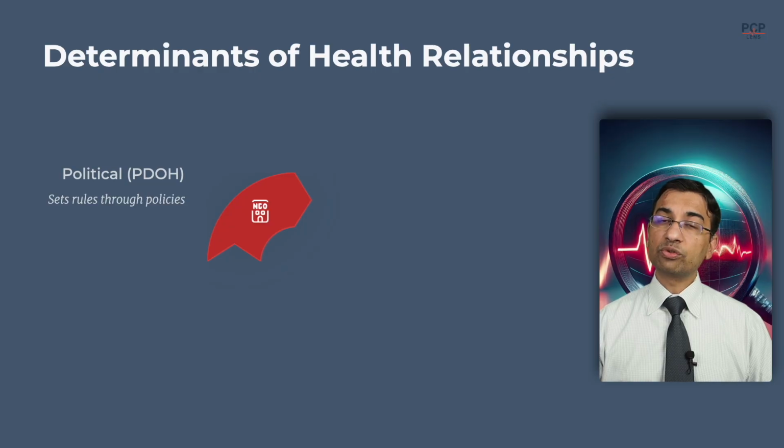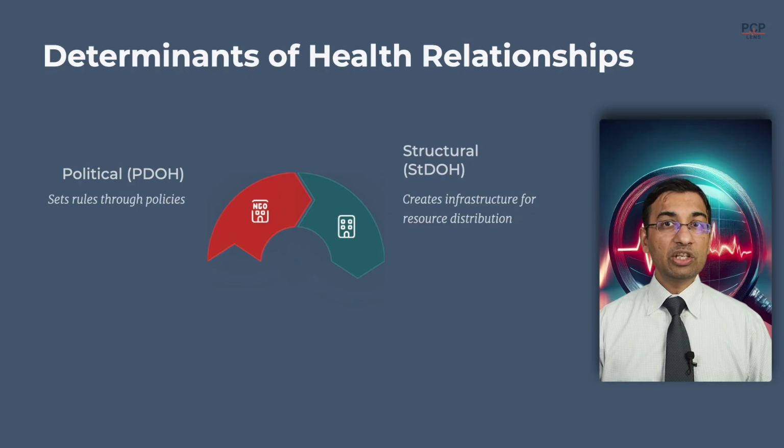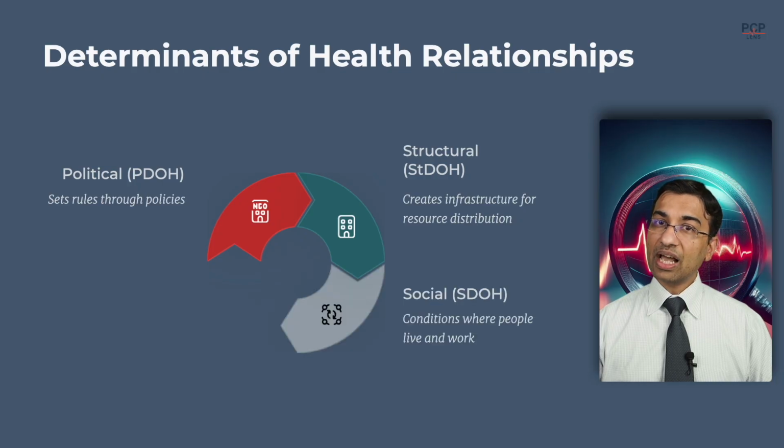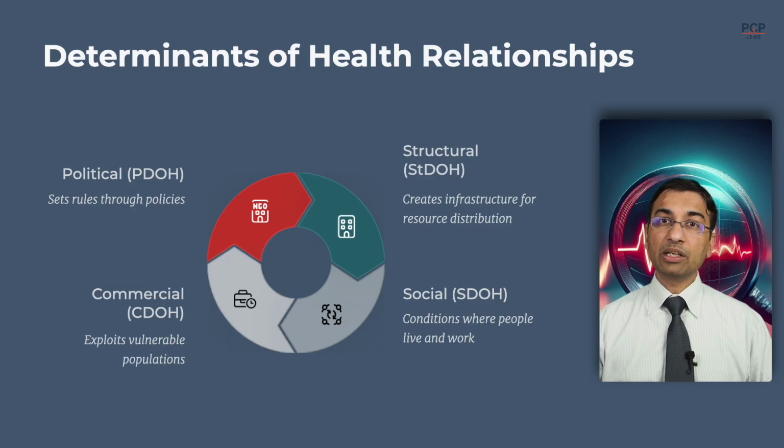Political decisions set rules through policies, as I discussed in my last video on political determinants of health. These policies create or do not create the infrastructure for resource distribution. These resources, or lack of these resources, determine the social determinants of health, that is where people live, work, and play. And finally, commercial actors swoop in to exploit those vulnerable populations. And then the cycle continues as the commercial actors become more powerful, they capture the regulatory system and start rigging the rules in their favor.